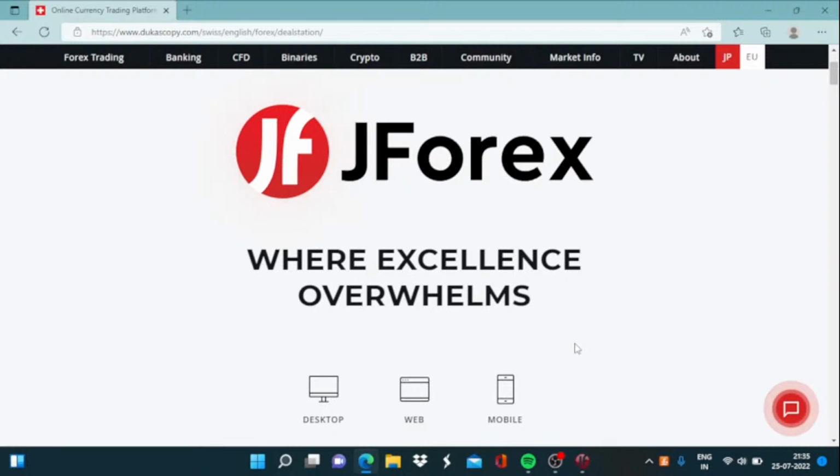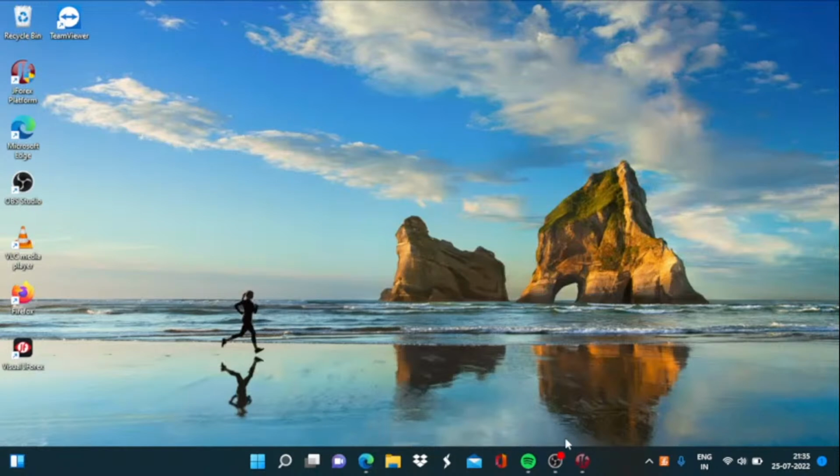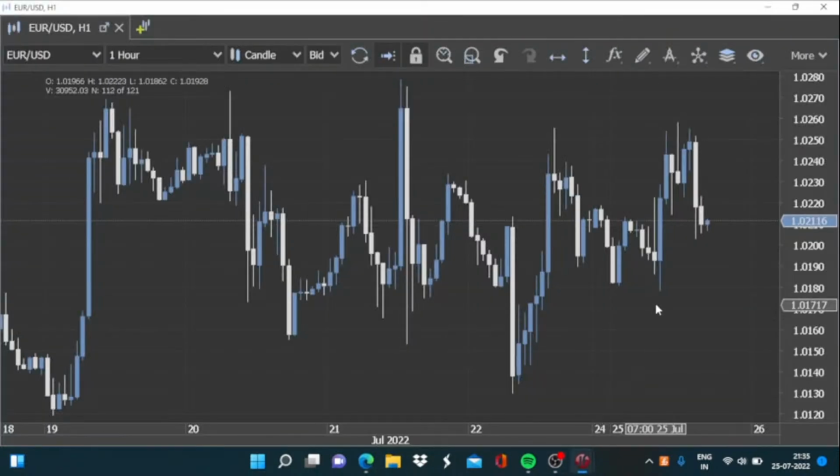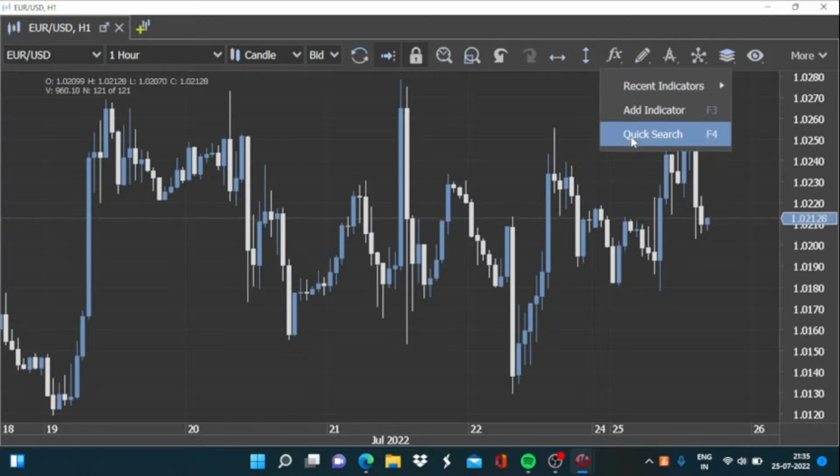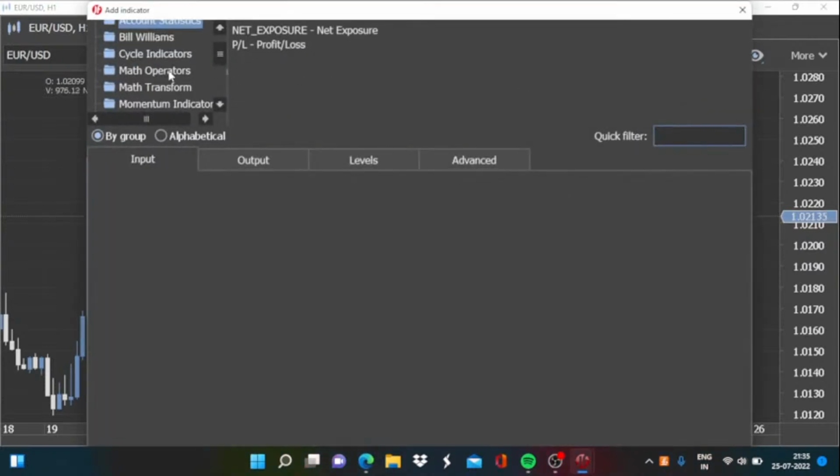So for that, our job is to get well acquainted with the indicator, and then we will see its various applications. And for that, all we have to do is go to the JForex platform, where you can find this indicator listed amongst the overlap studies. So there are two ways. You can simply go to add indicator using F3 or do a quick search. First, I will show you where it is listed.